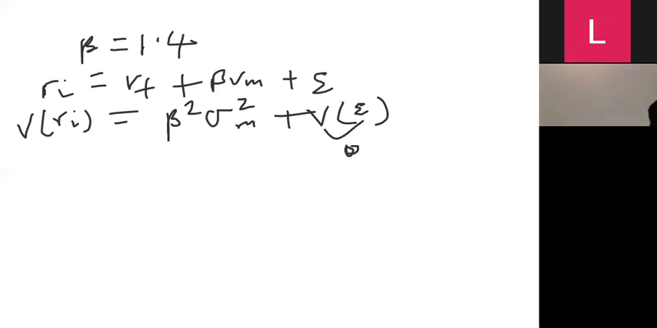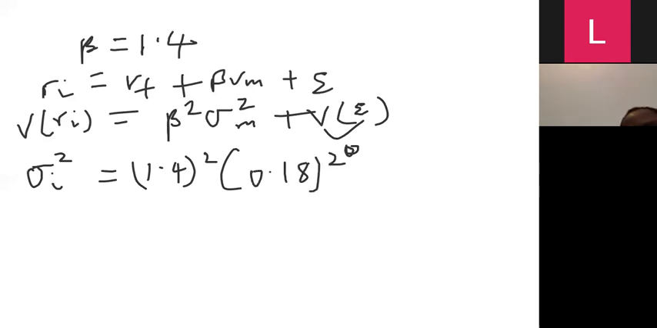So the variance of the asset I that I'm interested in is equal to beta, which I already know is 1.4, all squared, multiplied by the variance of the market. What is the variance of the market? We said the market portfolio has an expected rate of 10% and a volatility of 18%. So that is 0.18 squared. That means I have 1.4 squared times 0.18 squared.